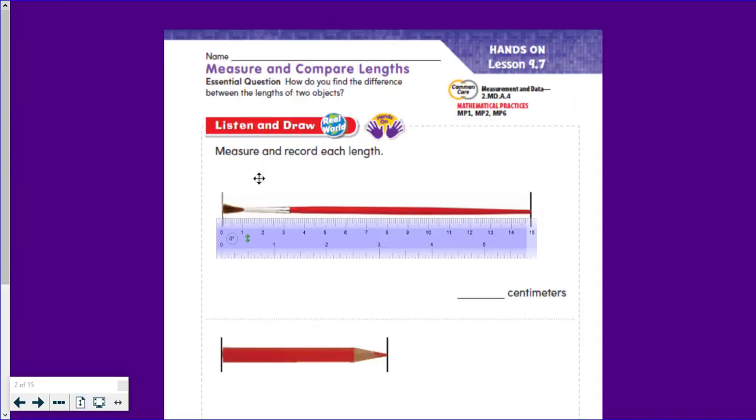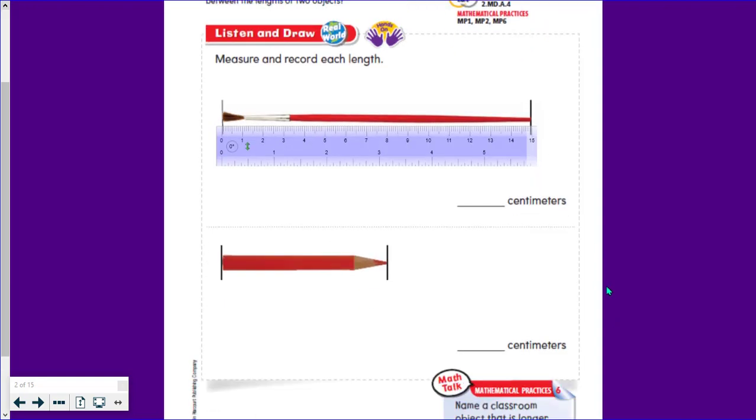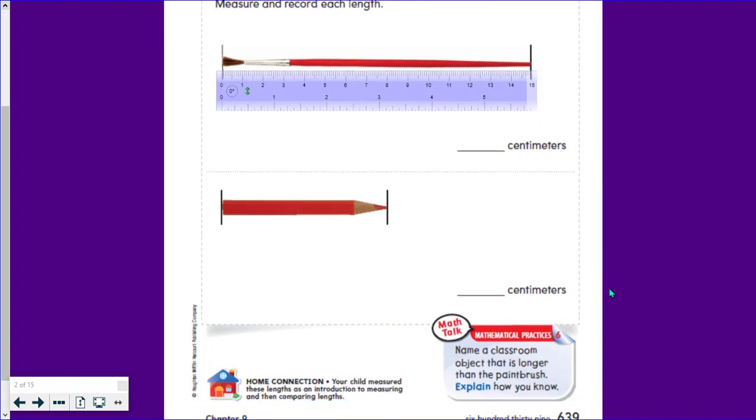The Listen and Draw says, measure and record each length. So you're going to measure the paintbrush with your ruler, and you're going to measure this colored pencil with your ruler, and you're going to measure in centimeters. So that's the side with the smaller units. So go ahead and pause your video and measure the paintbrush and the colored pencil.